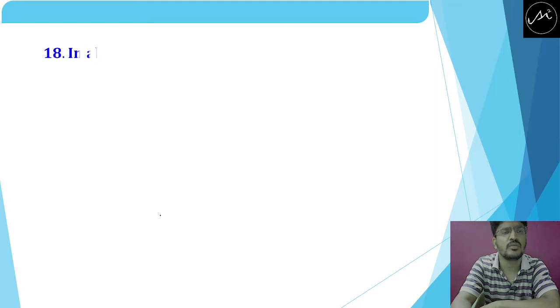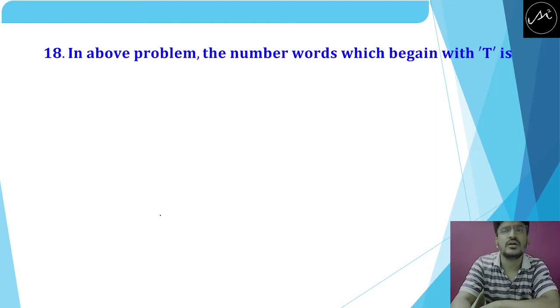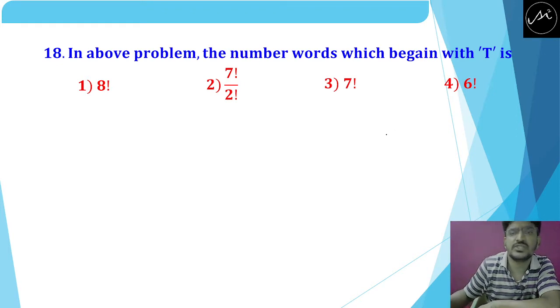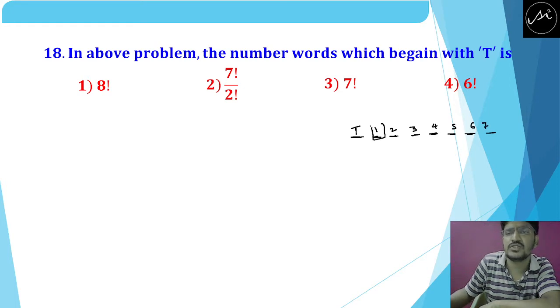Now we can move to problem number 18. In the above problem, the number of words which begin with T is. Now what are they asking? They are asking only the number of words which begin with T. That means, students, here you have 8 places: 1, 2, 3, 4, 5, 6, 7 and 8. Here T is fixed. Now you have 7 places left. So this will be the hint for you.